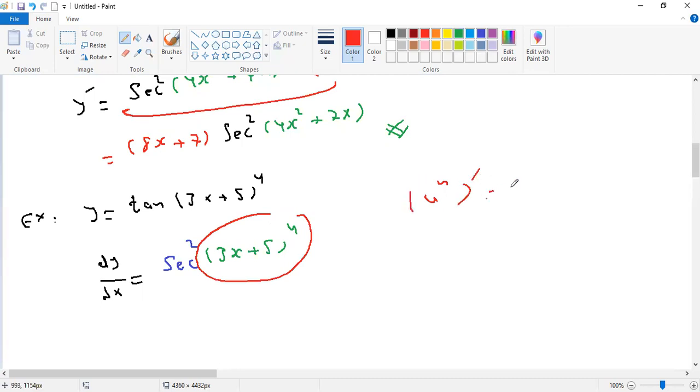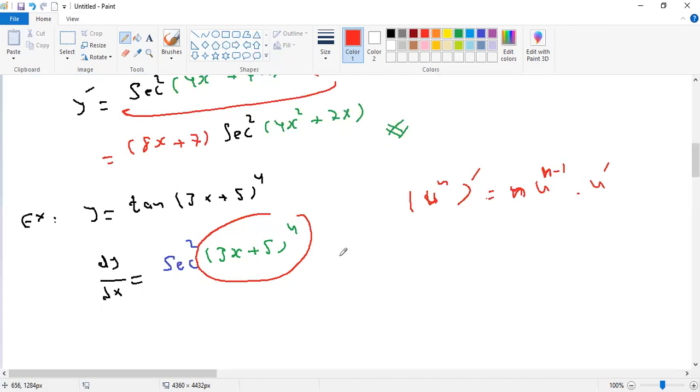So the derivative is n times u to the power n minus 1 times u prime. If you have u to the power n, the derivative will be n multiplied by u to the power n minus 1, times u prime. See now, let us use this one here.